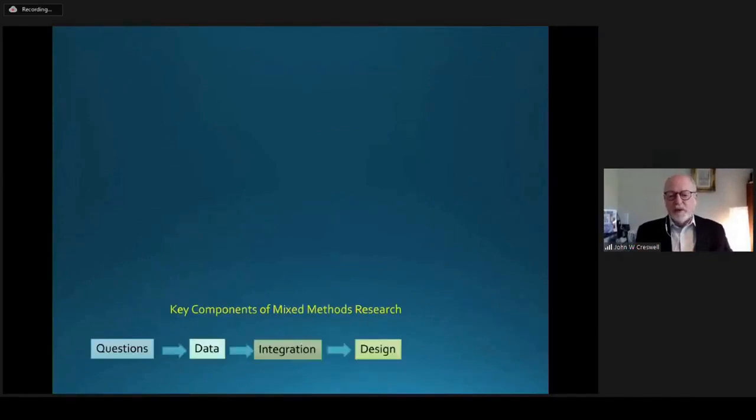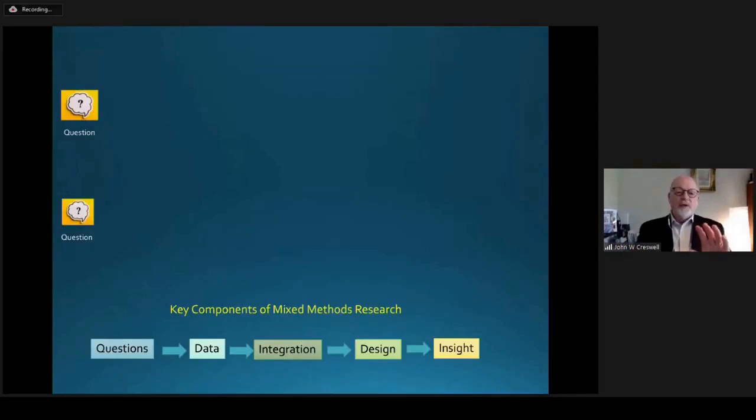So here are the key components in a good mixed methods study. I think you start with questions and data, and you bring the two databases together in a design, and you draw insight from that.